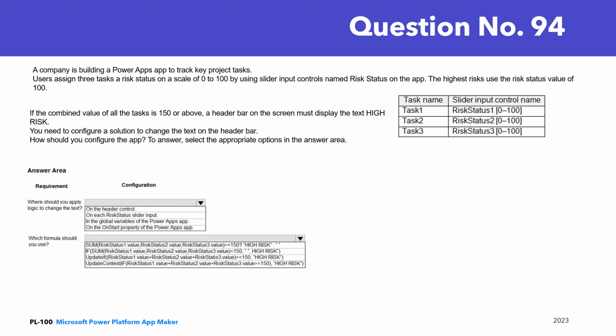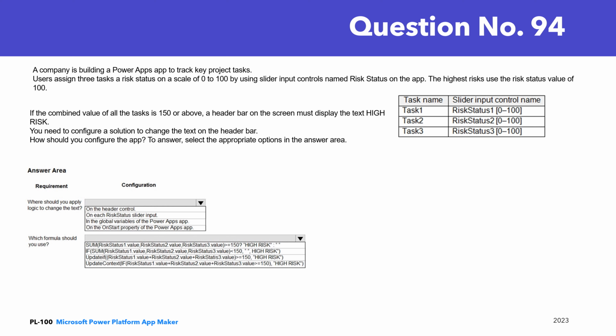A company is building a Power Apps app to track key project tasks. Users assign 3 tasks a risk status on a scale of 0 to 100 by using slider input controls named risk status on the app. The highest risks use the risk status value of 100. If the combined value of all the tasks is 150 or above, a header bar on the screen must display the text high risk. You need to configure a solution to change the text on the header bar.